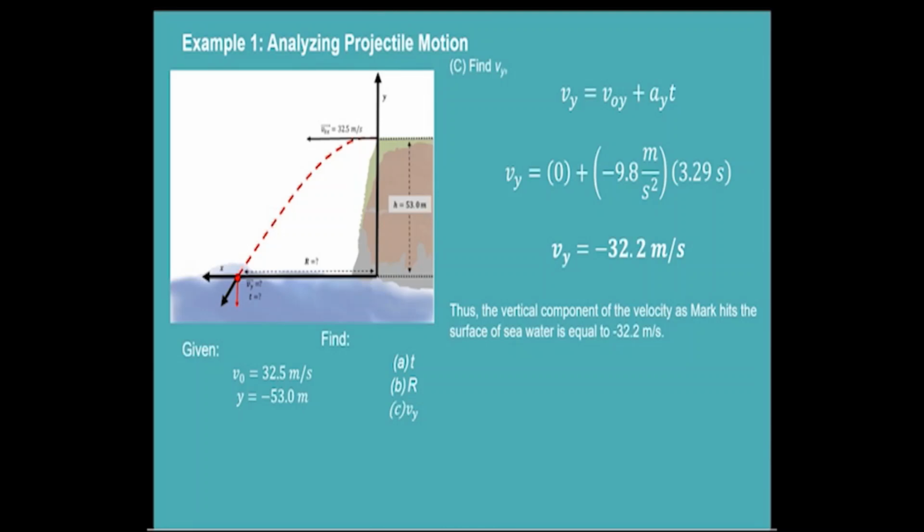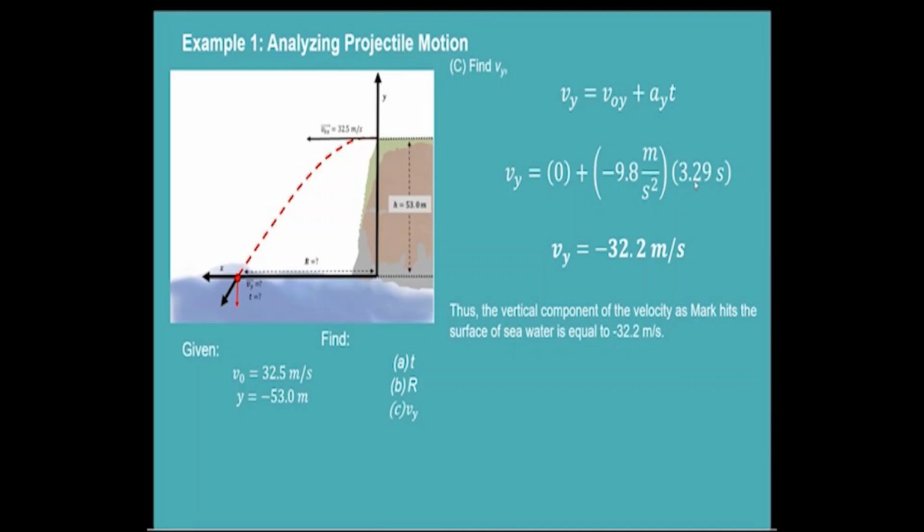Last, letter C, finding v sub y. We will utilize the equation v sub y is equal to v sub 0y plus a sub y t. Okay? Finding the vertical velocity. So, v sub y is equal to 0 plus negative 9.8 meters per second squared times 3.29 seconds. Because we are looking for the vertical component of Mark's velocity as he hits the surface of the sea water, we will still use 3.29 seconds as our time. Combining these two, we can cancel out 1 second in this case. So, negative 9.8 meters per second times 3.29.